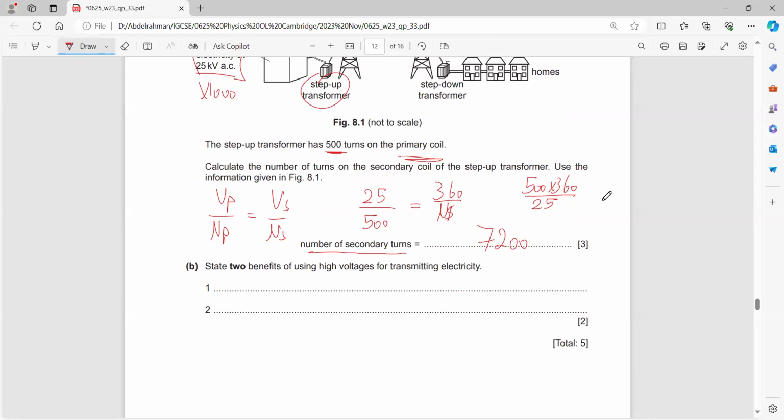Is this the answer? Can we see someone else? Okay, tell me, state two benefits. Lower current and use thinner wires. Lower current. We can use thinner wires. Correct. Less energy wasted. Yes. These are all correct answers: lower current, less energy wasted, can use thinner wires. Good.